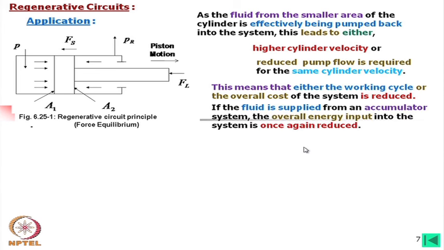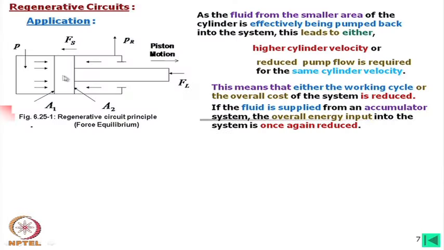Now, if the fluid is supplied from an accumulator system, the overall energy input into the system is once again reduced. Along with this regenerative circuit, sometimes an accumulator is also used, and there you will find that we are getting much faster speed. You can think of one application directly here itself, say for example, the shaping machines or planer machines, where the return stroke is much higher.